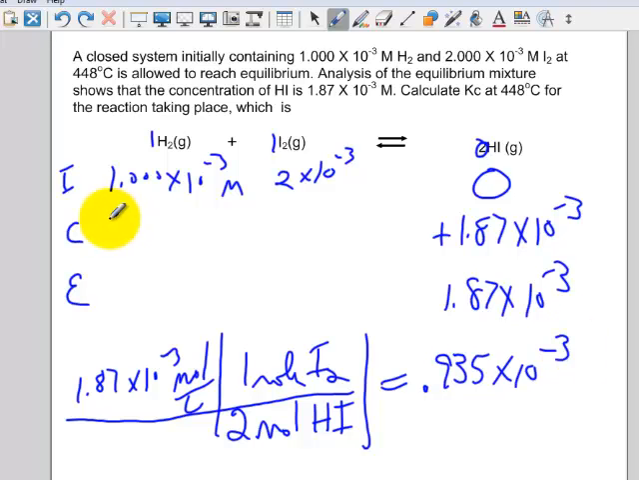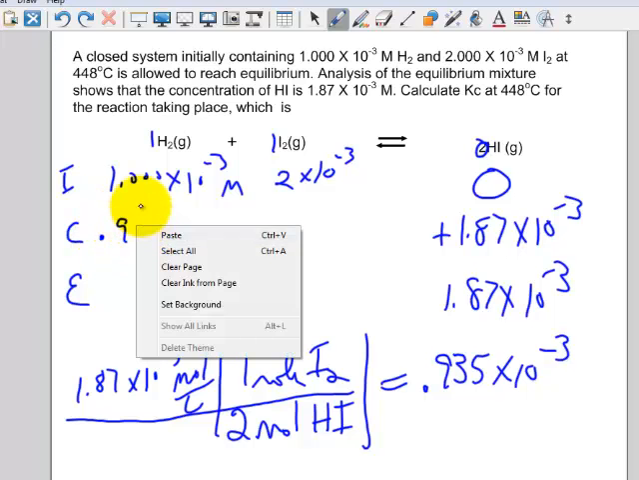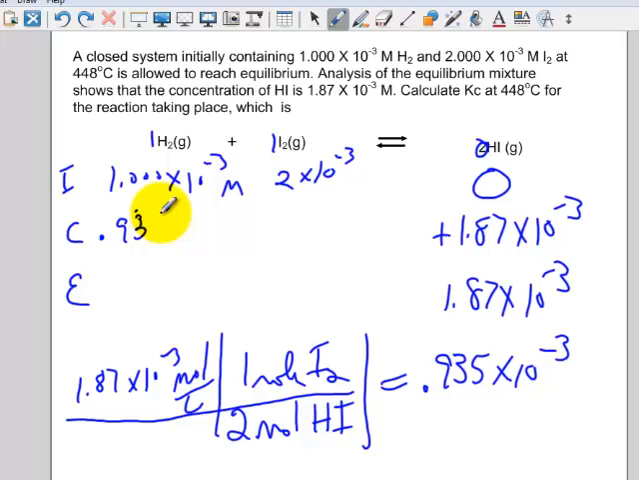Okay, so that means this guy was plus 1.87 times 10 to the negative third. This guy is negative 0.935 times 10 to the minus third. Now you see why there were 3 zeros there. And this is also negative 0.935 times 10 to the minus third. So whereas I had 1 times 10 to the minus third, I have now lost 0.935 times 10 to the minus third because it got used up making this. Okay?